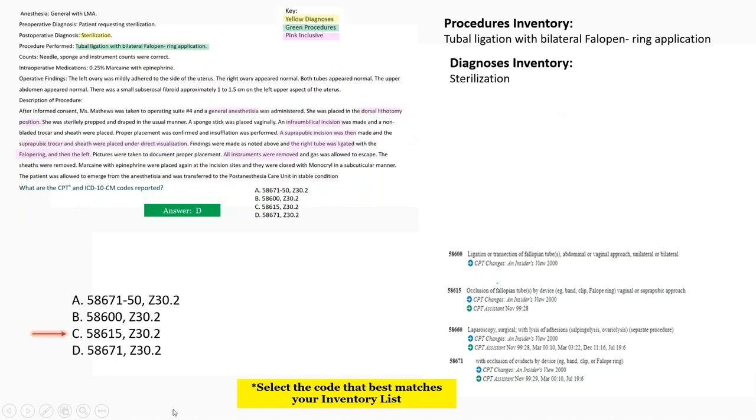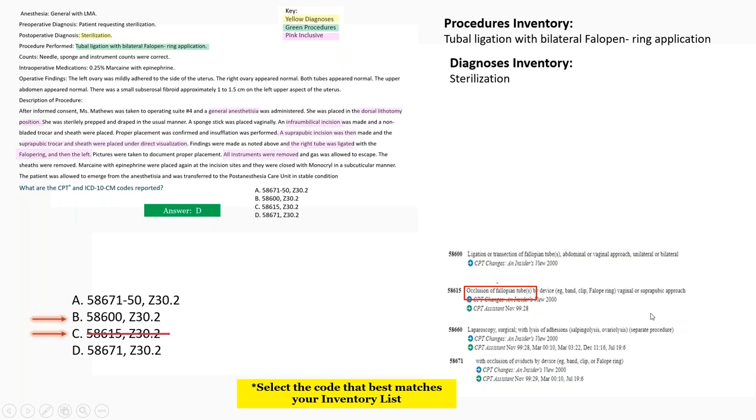So let's look into option C, 58615. Why is 58615 wrong? Because this one is coding for occlusion of a fallopian tube. This one is not coding for ligation of the fallopian tube. Yes, these two words might be similar, but it is a different procedure actually performed. This is the occlusion of fallopian tubes by a device through a vaginal or suprapubic approach. Once again, the approach is wrong in code 58615.